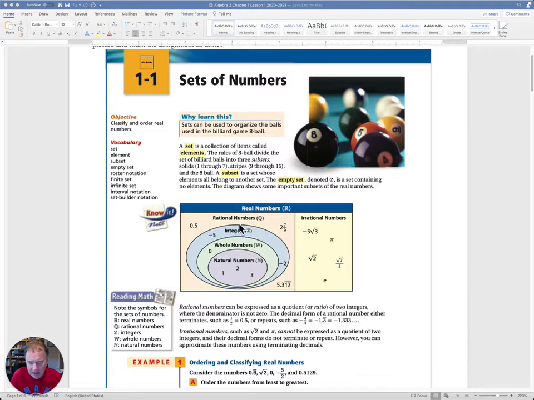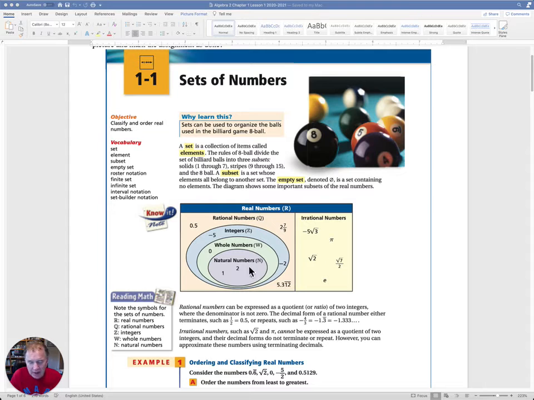This is called a Venn diagram, by the way. The integers, though, have negatives, and none of these have any decimals or fractions. So all of these are contained in the rational numbers. A rational number is, and they use the symbol Q. Notice the symbols here. Integers is Z, whole numbers W, N, natural. The rational numbers, Q, I think Q is for quotient. A quotient is a division problem, any number you can write as a fraction.